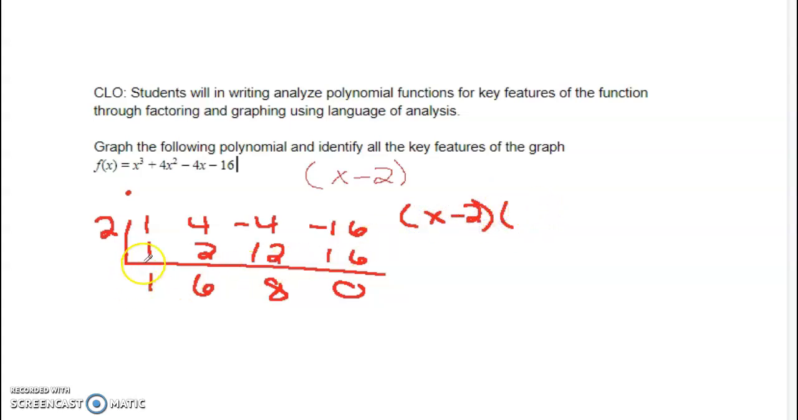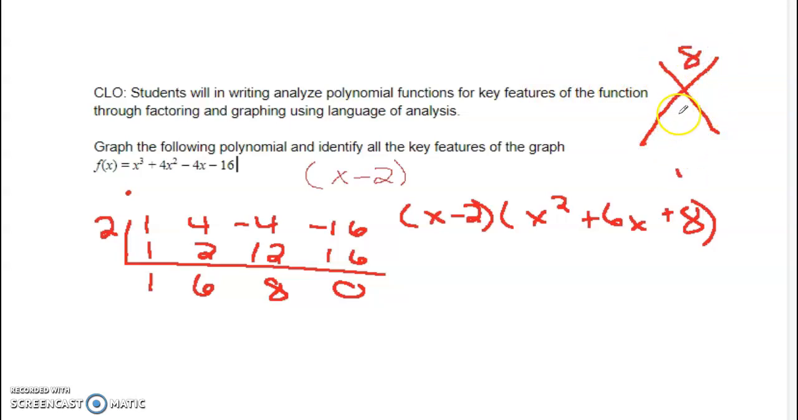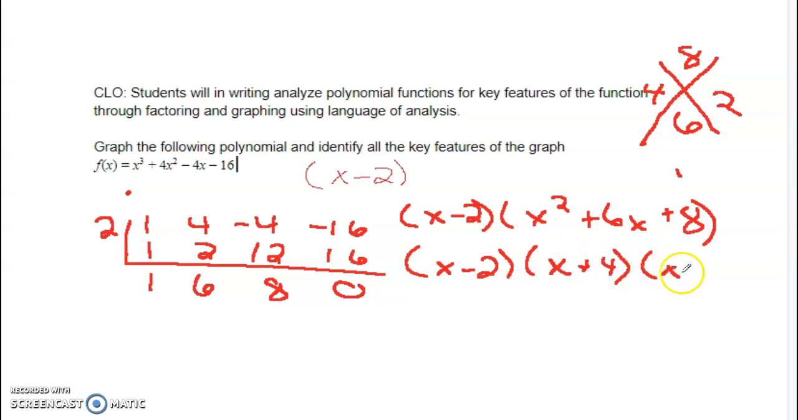And I have what's left. Remember, drop a degree, so x squared plus 6x plus 8. I'm going to use an x puzzle. So 8 goes up here, and 6 goes down here. Two numbers that multiply to 8 and add to 6 are 4 and 2. Those are my remaining factors. So I have x minus 2, x plus 4, and x plus 2.